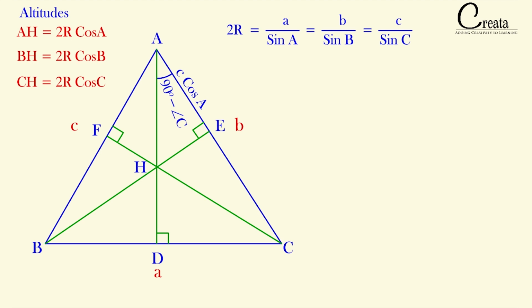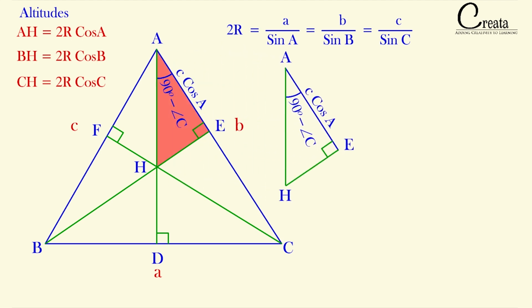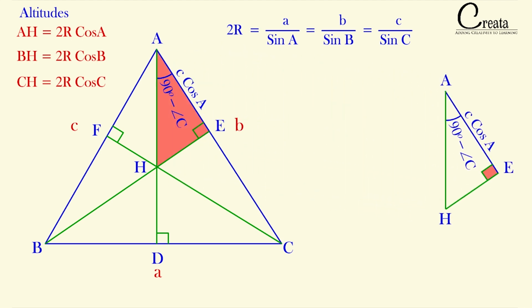Further, if we take this small triangle AHE, this is a right angle triangle. Here angle E is 90 degrees and this angle is 90 degrees minus C, the same we have just seen. If we apply the formula of cos to this angle, that is cos(90 minus C), that will be equal to base upon hypotenuse. Here AE is the base for this triangle and AH is the hypotenuse. And we know cos(90 minus theta) is sin theta, that is cos(90 minus C) is sin C.